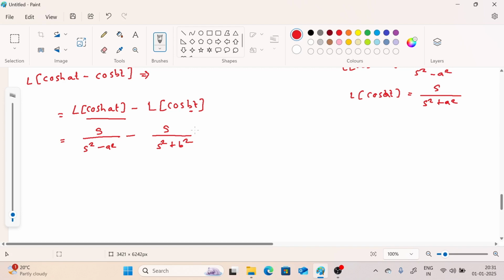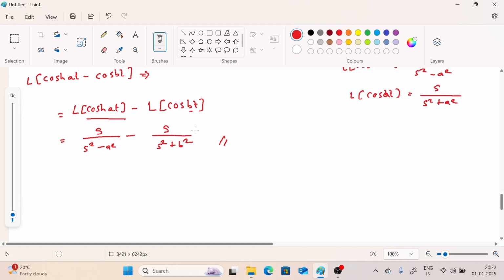So this is the answer. If you want to simplify it, you can, but I don't think so. There's no point in simplifying it because the equation will only get longer. So you can keep this as your answer.